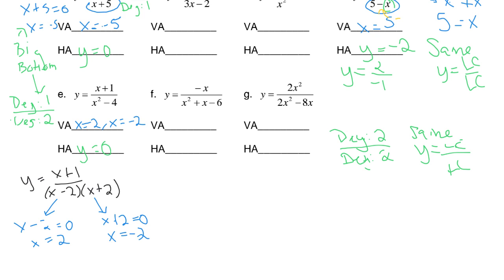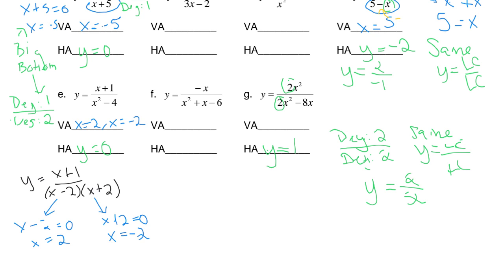So we're going to look in front. 2 and 2 are in front of those x's. So our equation is y equals 2 over 2. Well, 2 over 2 is just 1. So our horizontal asymptote is y equals 1. Not too difficult there.